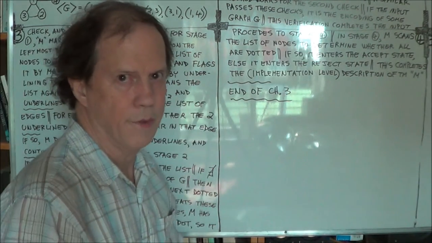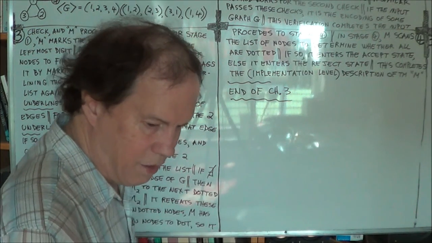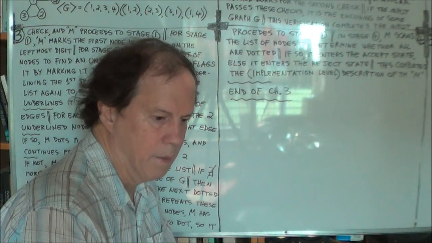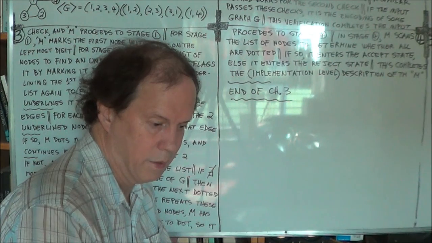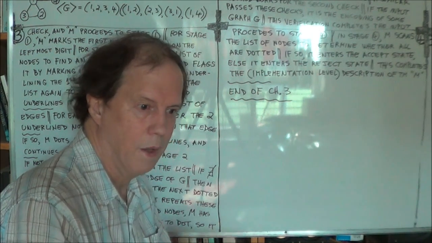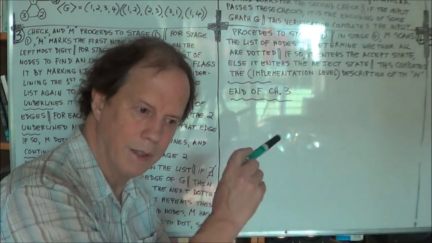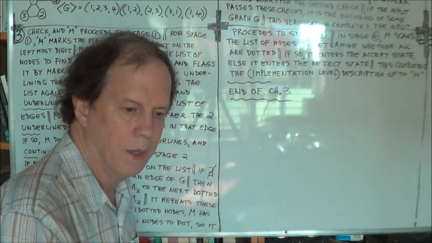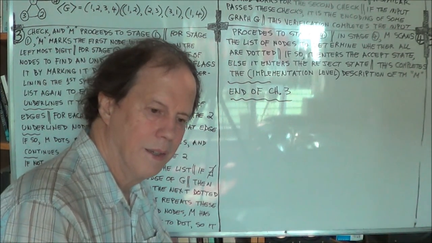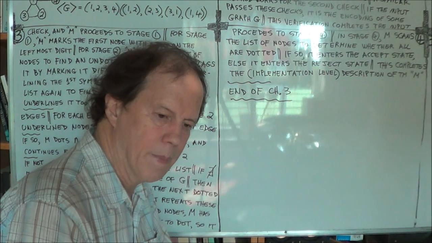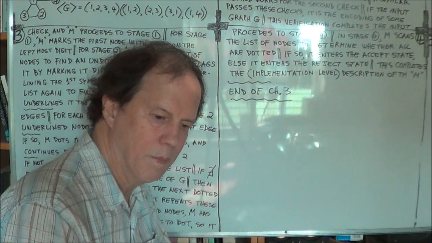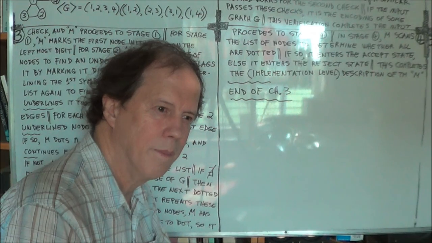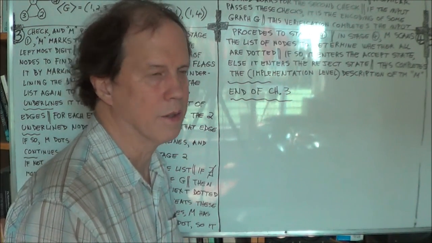So then it moves on to stage 4. Like I was saying, it checks. Stage 4 is just checking that every node is dotted, or in other words, that the graph is in fact connected. In other words, every node in that graph has a path to every other node in the graph. Right? There are no isolated nodes. There's no second island, so to speak. Right.